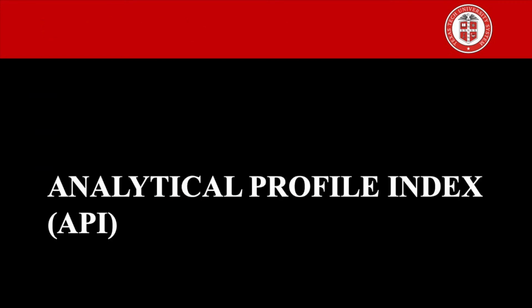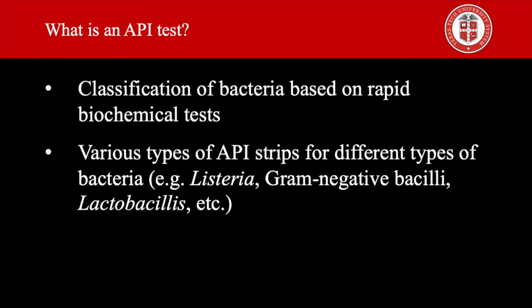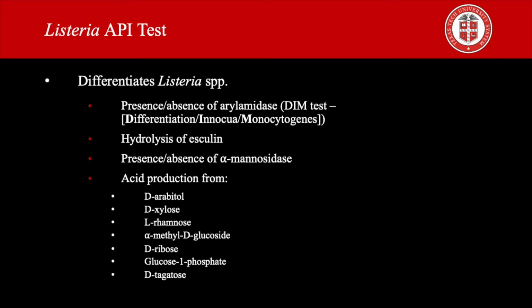One method of biochemical testing for Listeria monocytogenes is the Analytical Profile Index, or API. So what is an API test? It's the classification of bacteria based on rapid biochemical tests. Various types of API strips for different types of bacteria are available. Some examples are Listeria, gram-negative bacilli, lactobacillus, etc. The Listeria API test differentiates Listeria species.